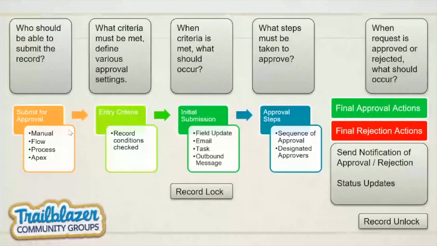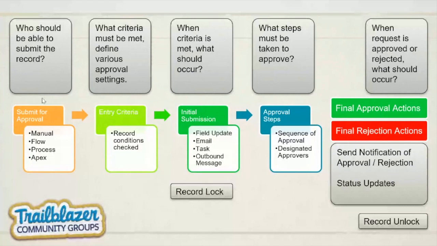Right, so when to use what part? Submit for approval, as we said, somebody should click the button, but we talked about it previously that you can automate this also. Instead of keeping it manual, you can have flows, process builder, or an Apex class submit the record automatically for approval. If some conditions are met, you can write a process automation which will get triggered on those created or edited conditions, and based on that, you can submit the record for approval, because maybe the users who are using the system forget to click the submit for approval button. So if they are updating a record, you can call the process, flow, or Apex, and from there, you invoke this submit for approval action.